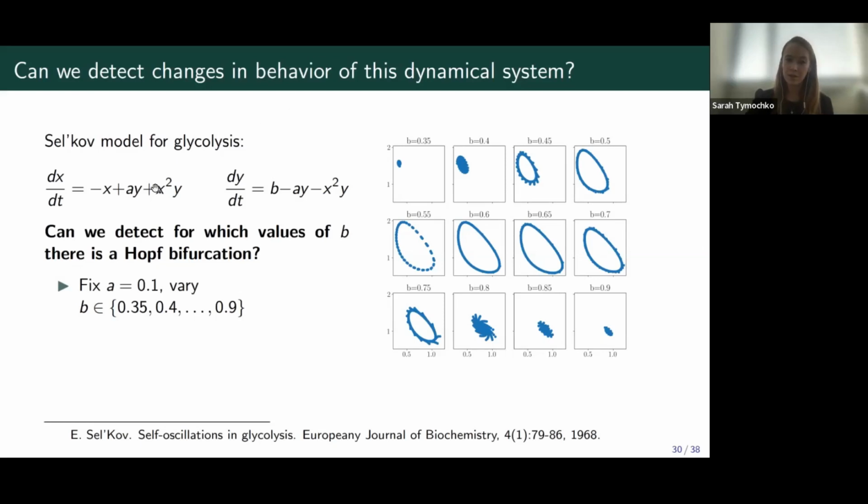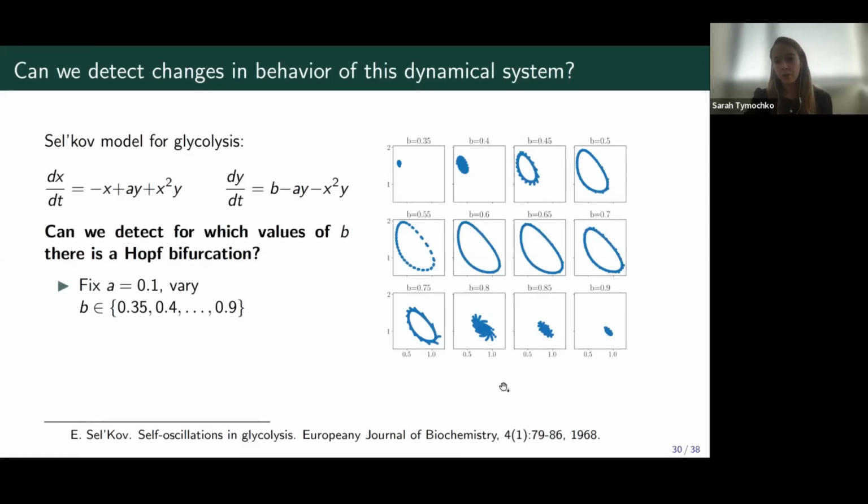It's a two-dimensional system given by these two equations here on the left. What we did is fix one of the parameter values in this system. In particular, we fixed the parameter A and then varied the parameter B to see how our solution changes for different values of B. That's what's shown on the right: the solution in the X and Y coordinates over different parameter values of B.